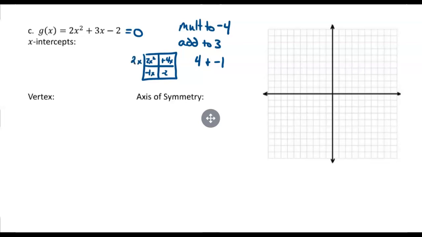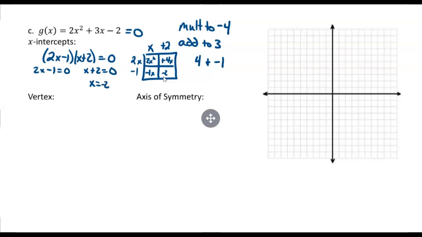Okay, so a 2x factors out and a -1. And then this is going to be an x and a plus 2. And remember to check the multiplying, like x times 2x is 2x squared, 2 times 2x is 4x, all of that. Check all the multiplying to make sure you're right. Okay, so I get 2x minus 1 and x plus 2. I set them equal to 0, and that's how I solve to find my x-intercepts.